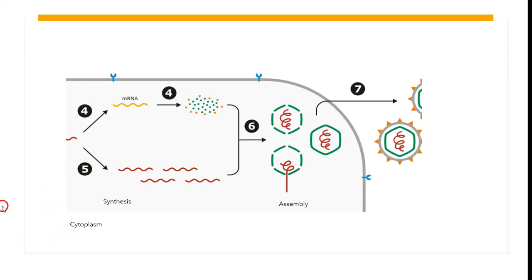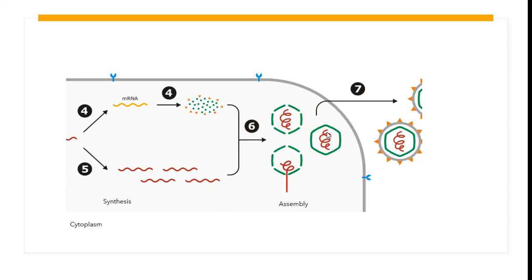Okay. So here is 4 and 5. So we have gone through synthesis, and then we're going to go through assembly. So we have to synthesize the proteins for the capsomere, and we have to then replicate the genetic material. So that is what the synthesis is for 4 and 5. So you're going to be making proteins and duplicating or replicating genetic material, and then 6 you're going to be assembling it to make more of those nucleocapsid components.